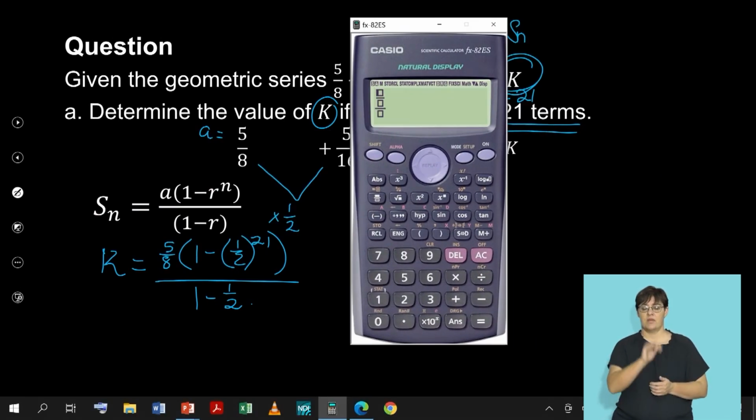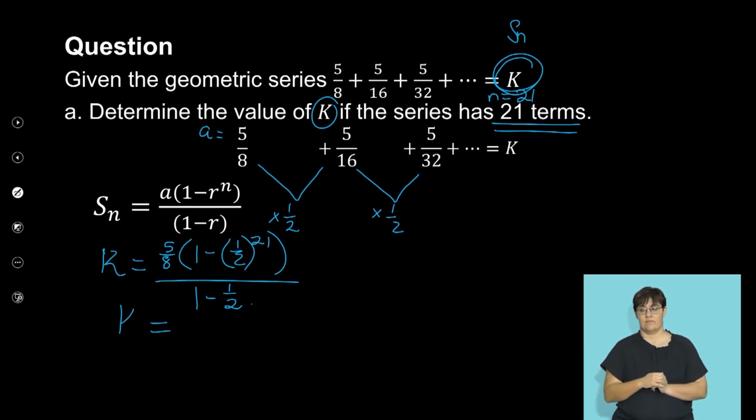So I've got 5/8 over 1 minus a half. Sorry, the fraction didn't come there, a half to the power of 21 all over 1 minus a half. So k is equal to, if I round to the second decimal place, 1.25. Great, let's have a look at B.